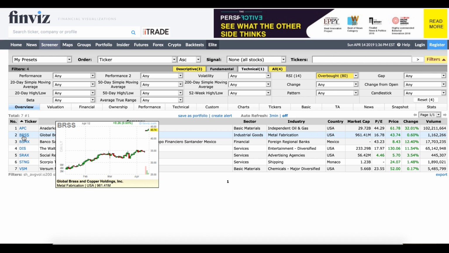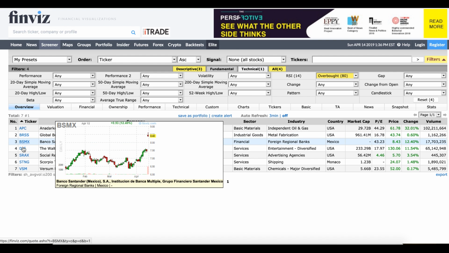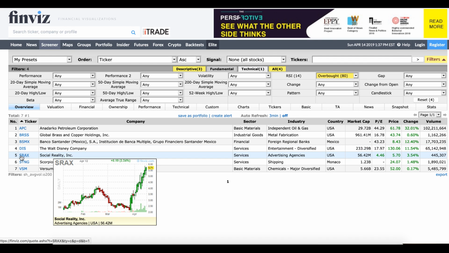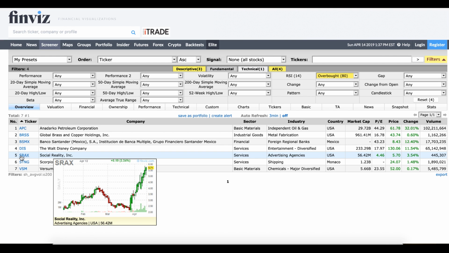BRSS really looks overbought. You can see it's gapped up. Most of these are going to be gap ups. Disney, again, that was a big play on Friday. Now it's the streaming service. And SRAX, which has really been on a tear. There's gaps, and then there's just stocks that have been on a tear. This one's obviously been on a tear.